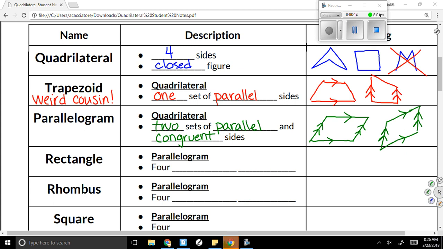Next up is our rectangle, and a lot of us are familiar with rectangles. A rectangle is a special type of parallelogram. So when I say it's a special type of parallelogram, that means that it both has that two sets of parallel and congruent sides, and it's a quadrilateral, so it's a more specific type. The thing that makes a rectangle special is that it has 4 right angles.